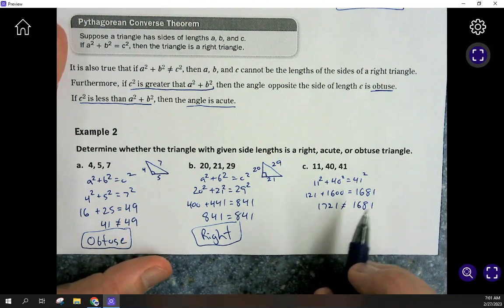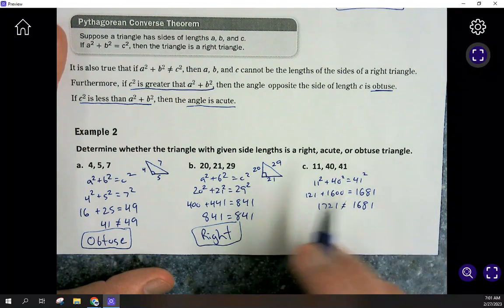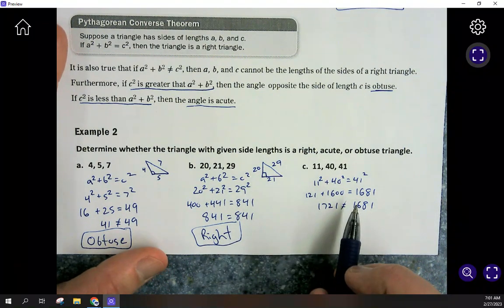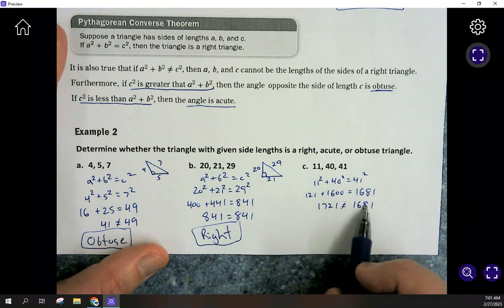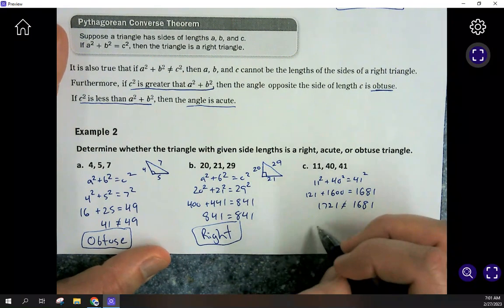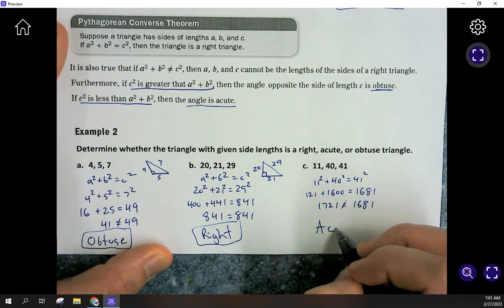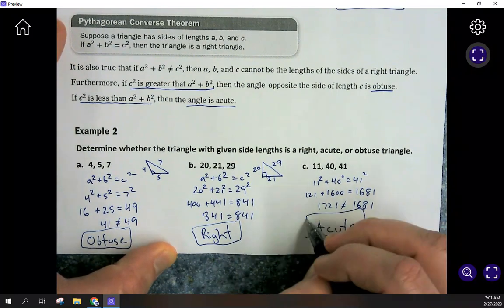So when you see not true, you know it's acute or obtuse. It's not a right triangle. And now C squared is less than a squared plus b squared. So this is an acute triangle.